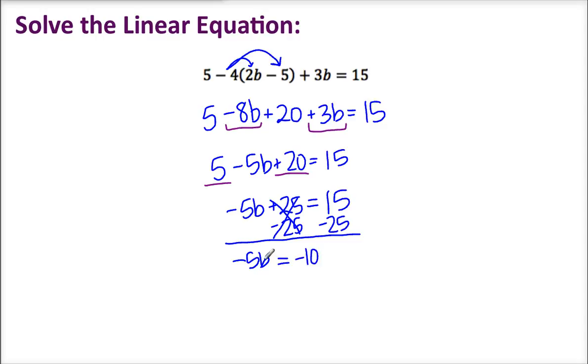Okay, so I have negative 5b's, so I'm going to separate this into negative 5 groups and then divide by negative 5 on this side as well. So dividing by negative 5 on this side gives me 1. So I just have 1b, and then negative 10 divided by negative 5 is positive 2. Very good. Check your work with a calculator and you'll be good to go.